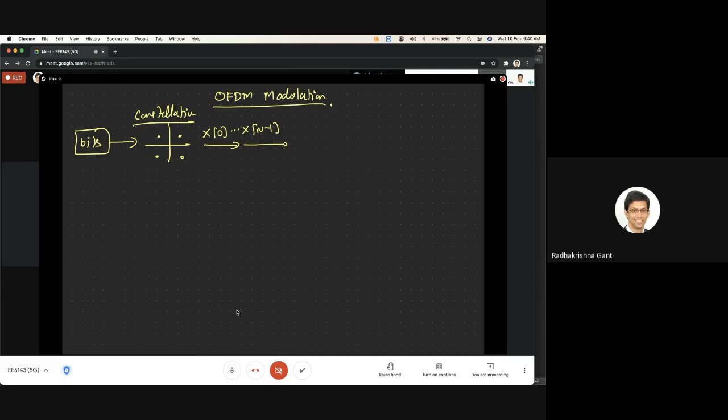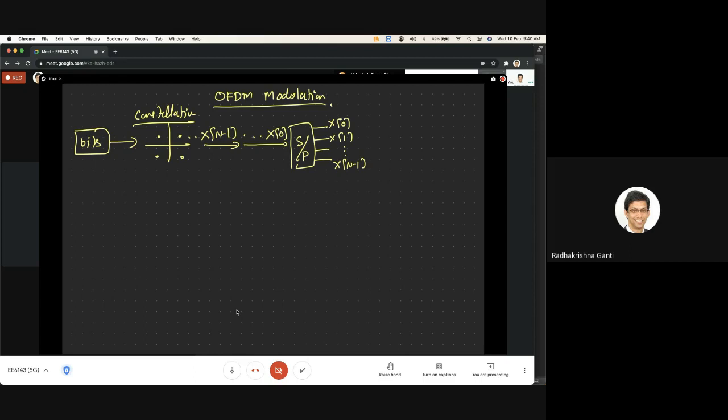Then you do something called serial to parallel converter. S by P means serial to parallel converter. What it does is very simple. So essentially, these are going to come in one after the other. First, x of 0 is going to come, then x of 1, up to x of N minus 1, and so on. What the converter does is take every N of these and put them in parallel. That's all. Nothing else. It's going to output x of 0, x of 1, up to x of N minus 1.